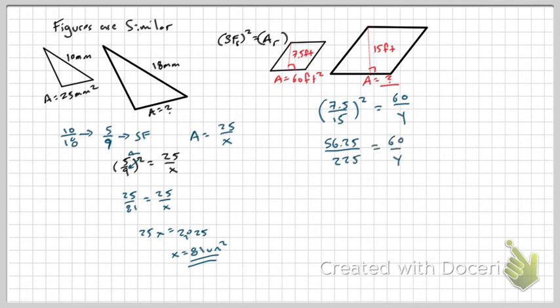So notice, the numerators are not the same like our previous problem, which means we're going to have to do a little more calculation this time. Cross multiply: 56.25y equals 225 times 60. That gets me 13,500. And then I'm just going to divide that amount by 56.25. That gets me 240. So the area of our second figure is 240 feet squared.